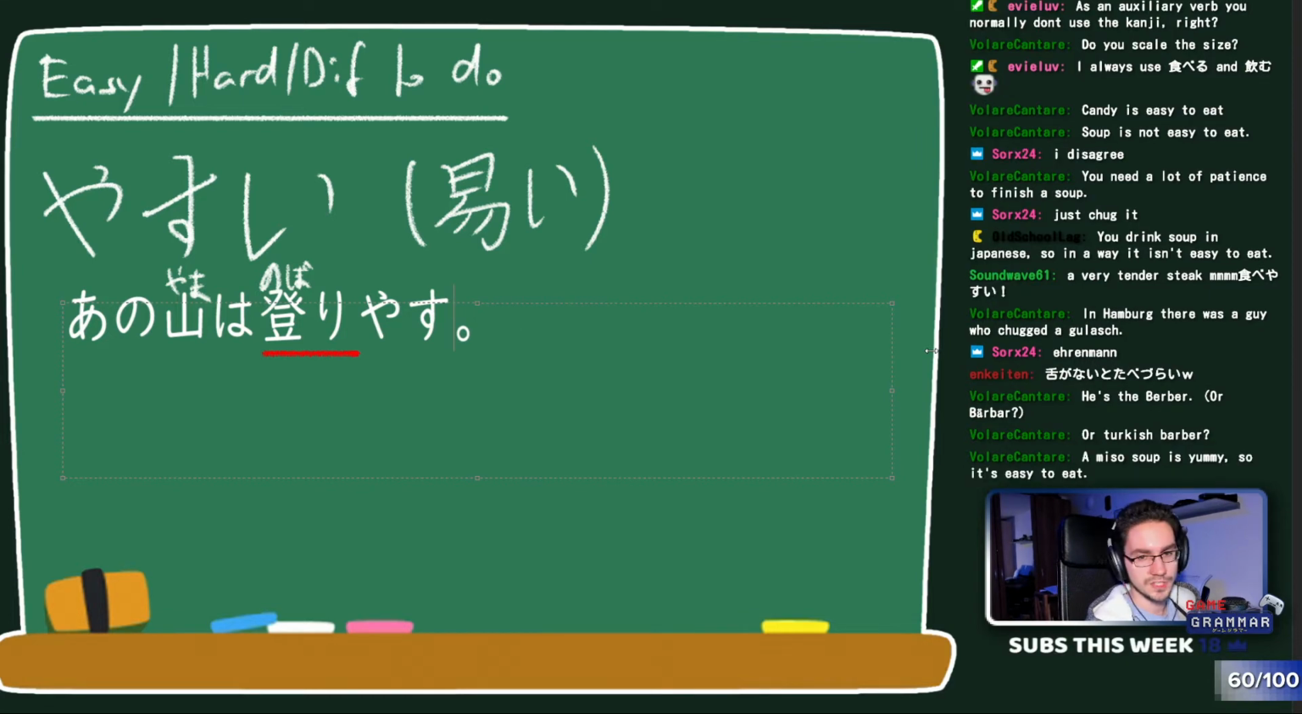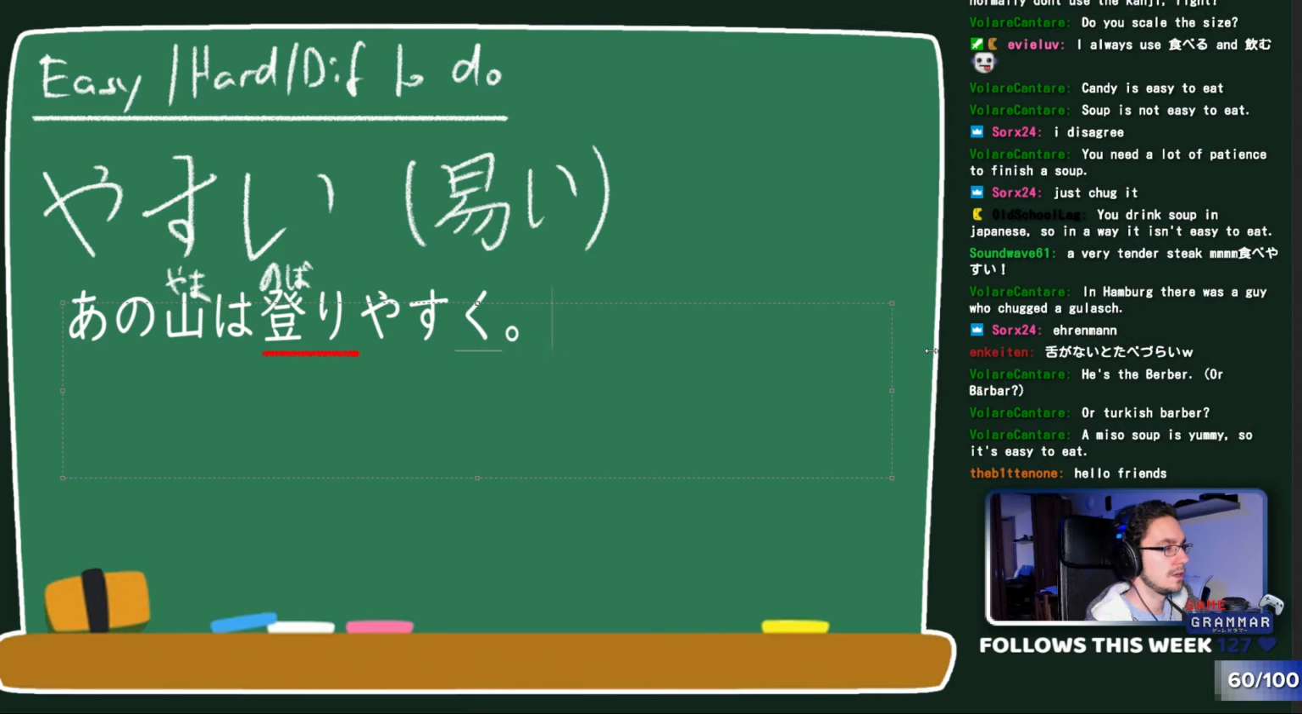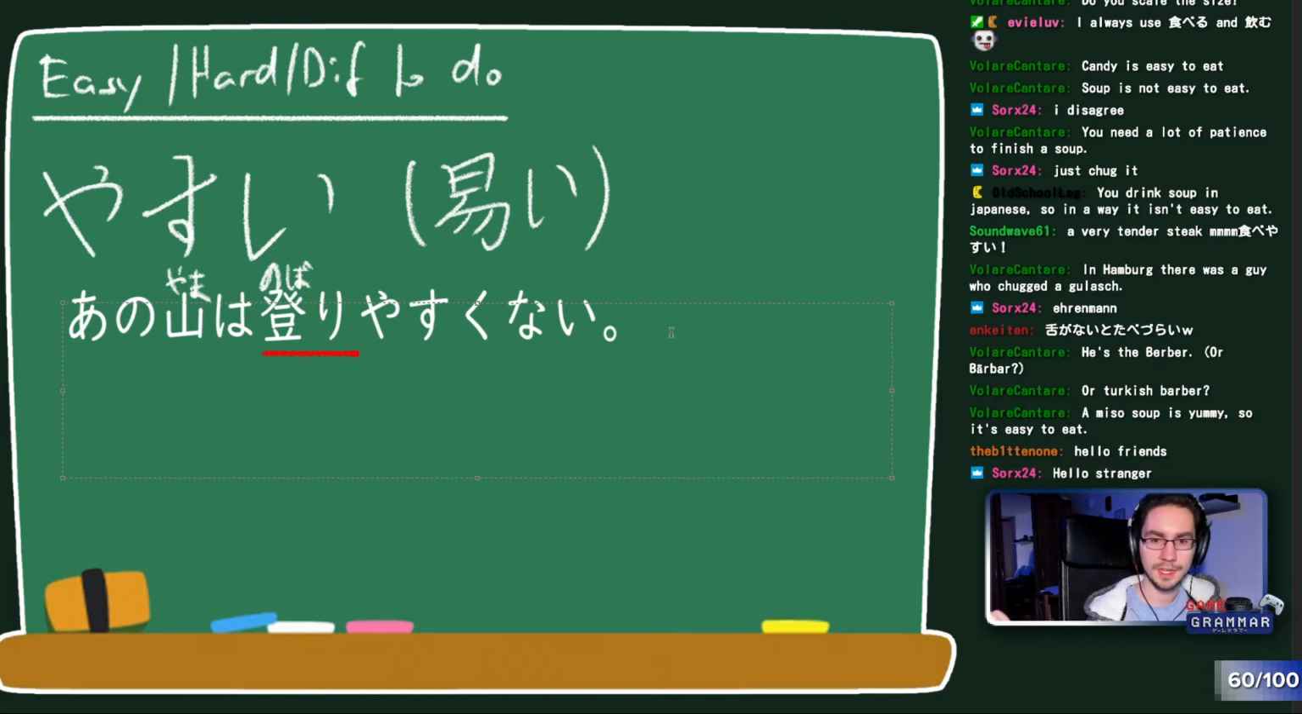So, just like any i-adjective, if you forgot how to do i-adjectives, I have a lesson on that. We can just, instead of yasui, say yasukunai. Yasukunai. Ano yama wa nobori yasukunai. Well, now it's just a negative. It is not easy to climb this mountain, or that mountain over there is not easy to climb. Nobori yasukunai, right? It's just a negative.